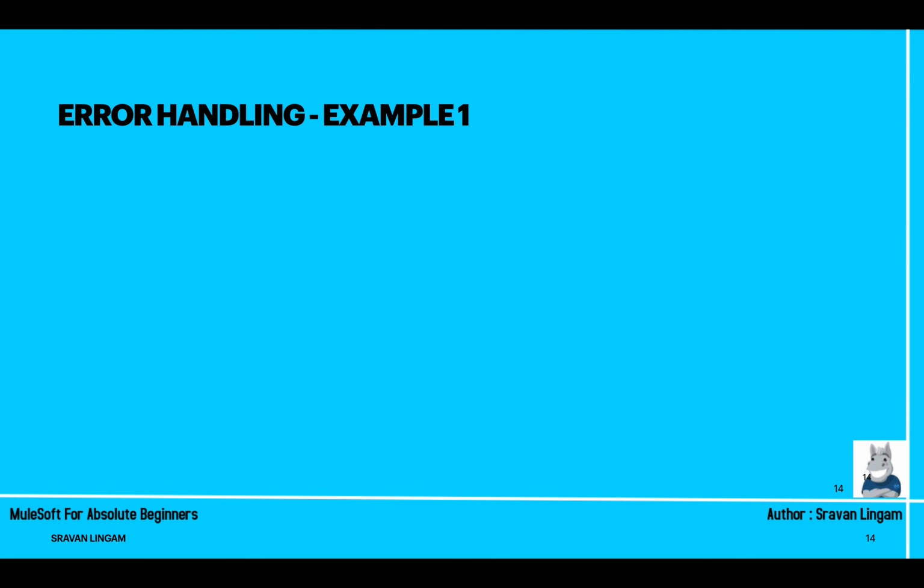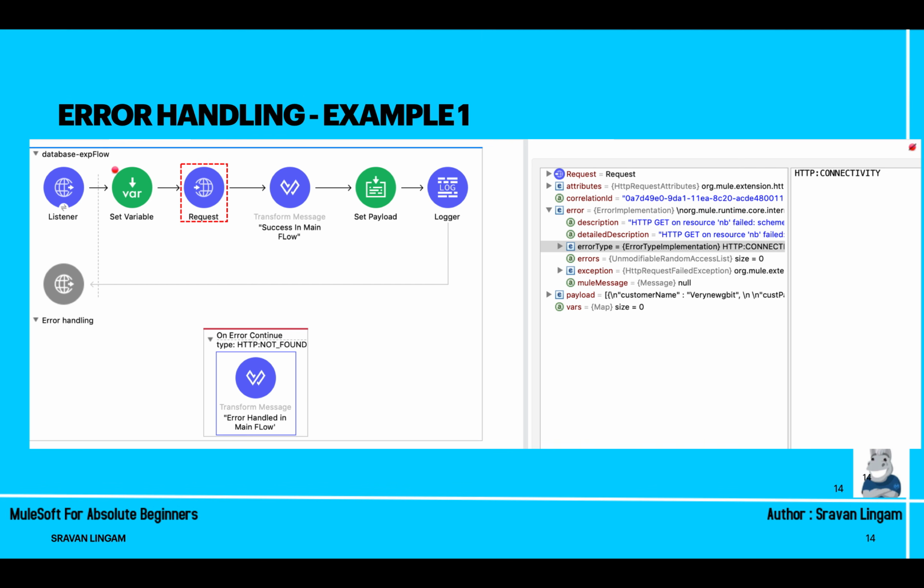Let's see an example very quickly. Imagine that this is a flow. For example, let's talk about the weather API that we used earlier, called using the HTTP requester. So imagine that you have a listener here, a set variable, then the HTTP requester and some other connectors after that.